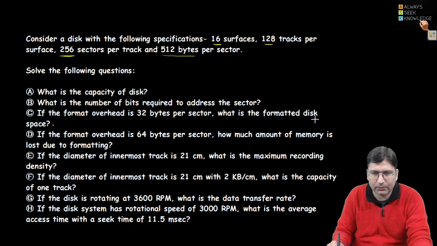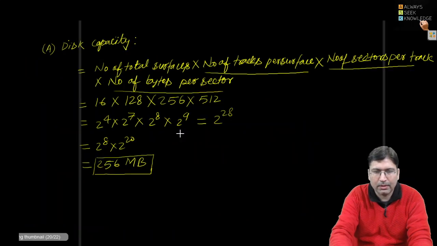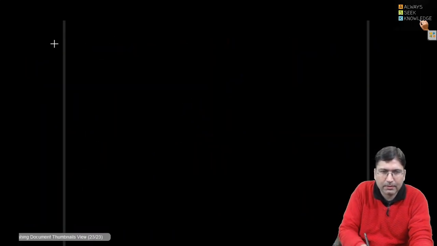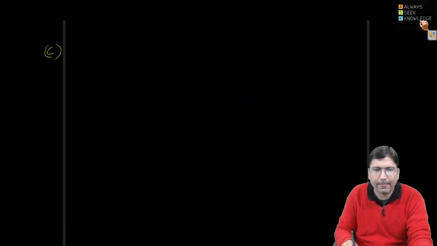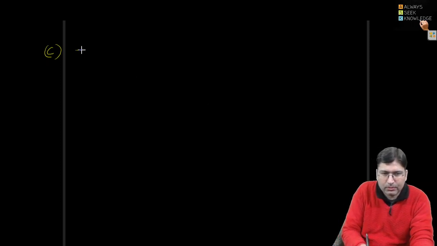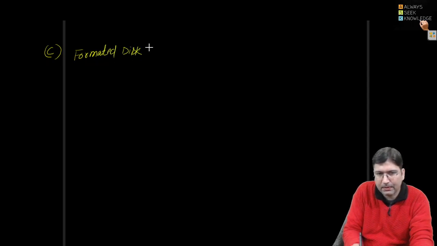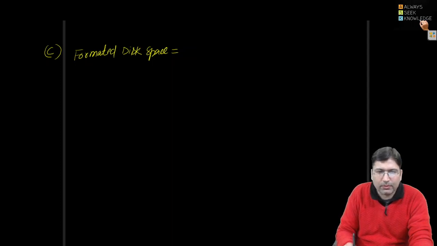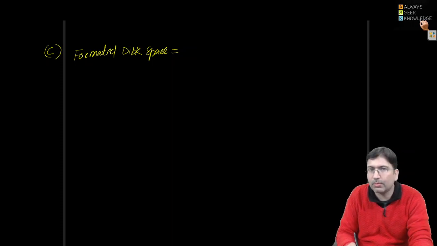Okay, so we have the formatted disk space which we can utilize, and next we calculate the lost part of the memory. So let's calculate C. In C we are interested in calculating the formatted disk space, right? The formatting overhead is given per sector, so we need to find out how many total sectors there are.